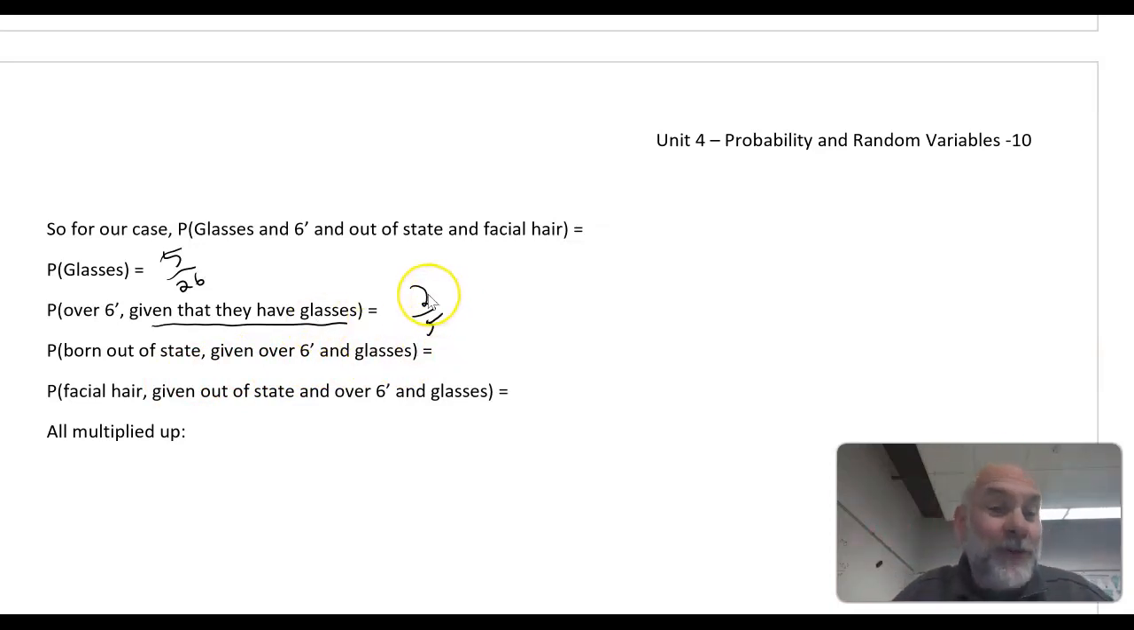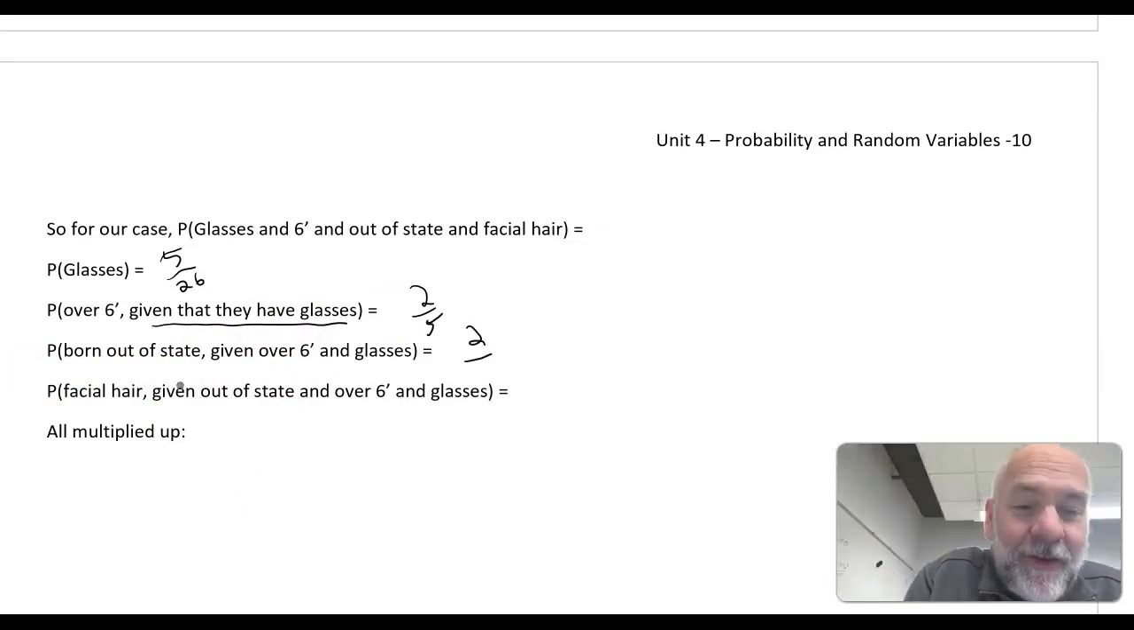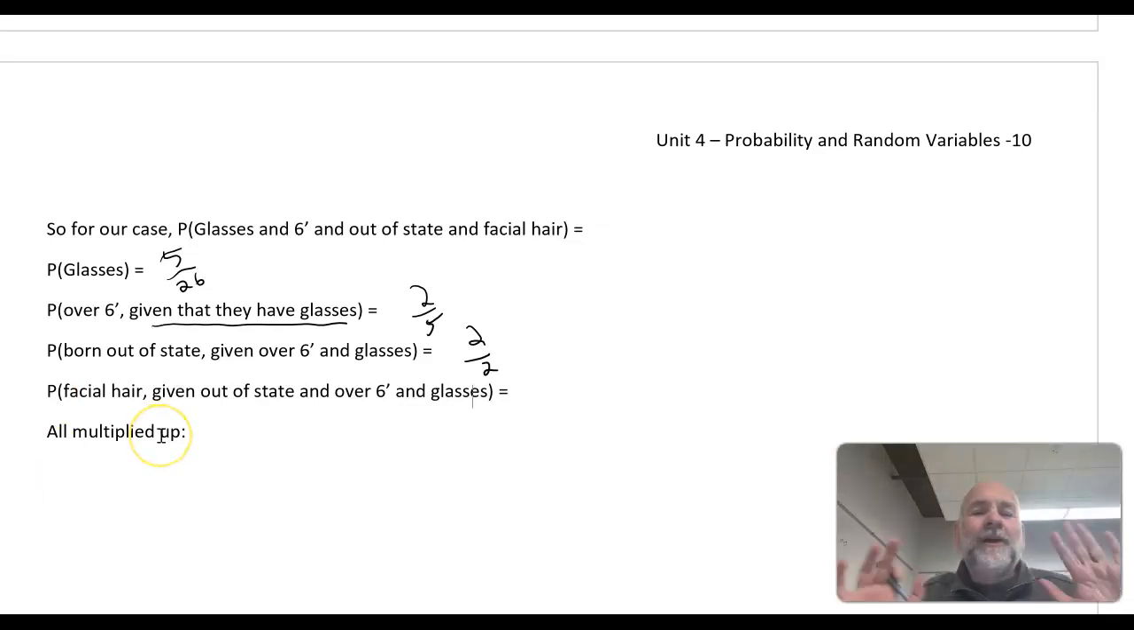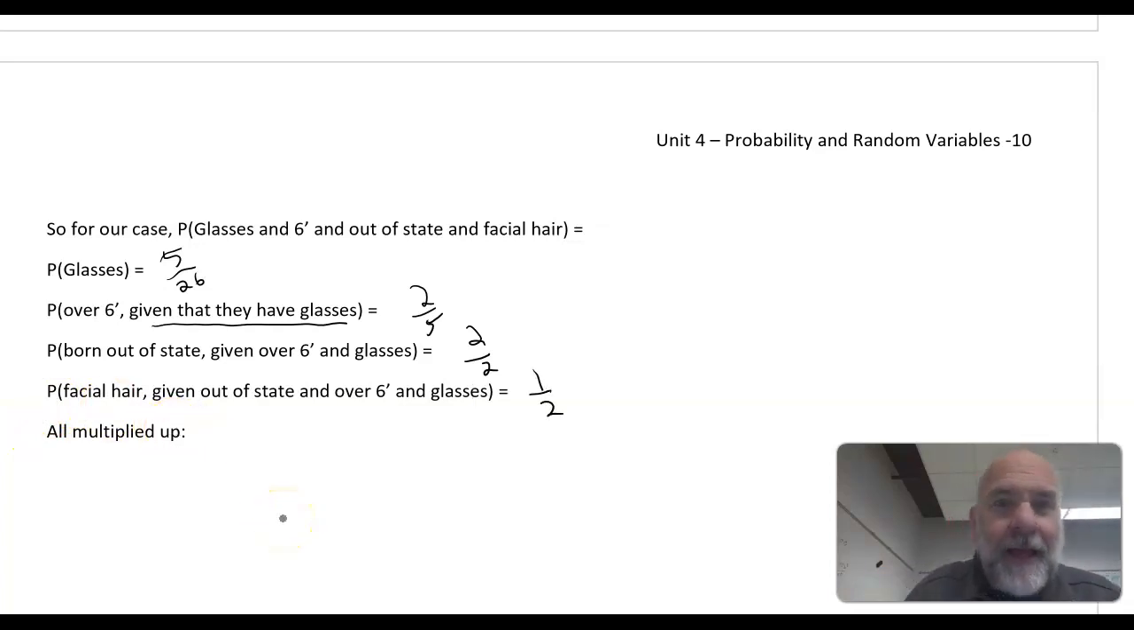So now we know there's only 2 of us left who have glasses and are over 6 feet tall. And maybe the other person was born out of state. And so maybe it's 2 out of 2. Like both of us were born out of state. And they say, okay, given that all those things are true, so we're still just talking to those 2 people, what's the probability of the person having facial hair? And let's just assume that I do and they don't.